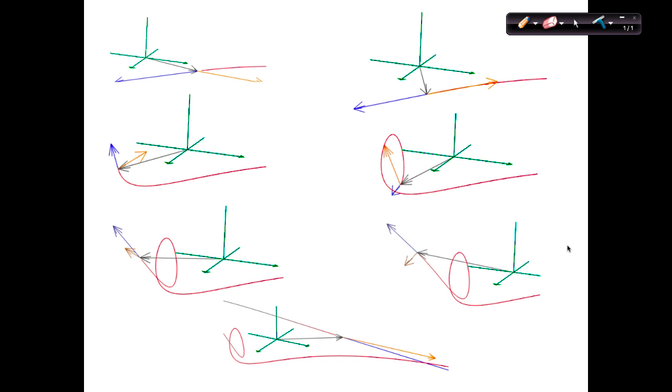So, the first one, sure. The vector is kind of accelerating a little bit towards us and slowing down. So slowing down, and turning kind of towards us. Slowing down and turning towards us. What do you think? Good. Okay. How about the next one? Good job.